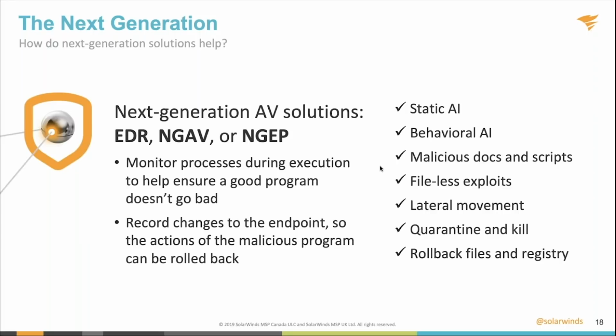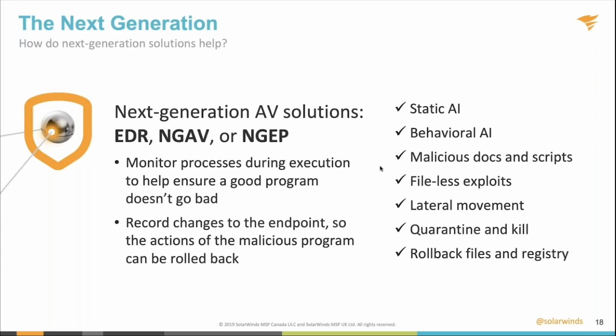Now, malicious documents and scripts: the next generation solutions can look into those documents and those scripts to look for code that may be malicious and pick those things out and detect them as a threat. Of course, fileless exploits are big because of their ability to not be recognized because they don't exist in a file somewhere, so it's very hard to match a signature against them. You need to be able to watch the process to see if it's something that's recognizable or goes bad. And then, of course, lateral movement.